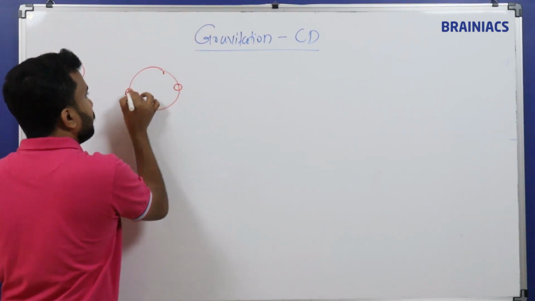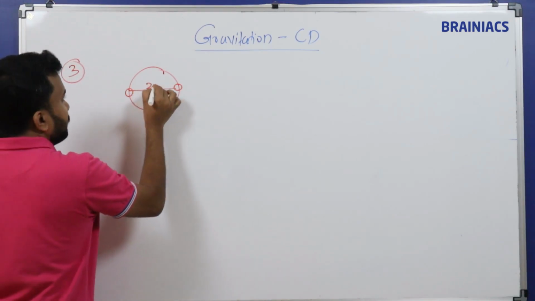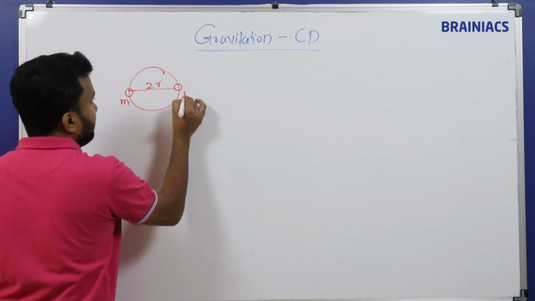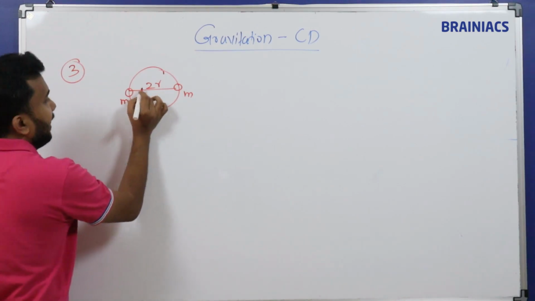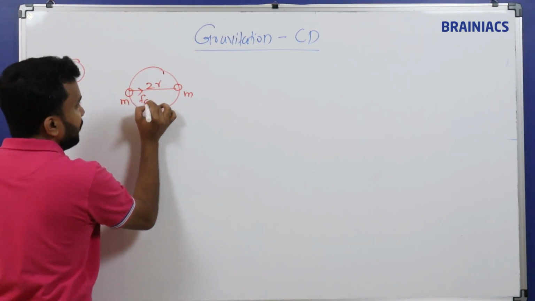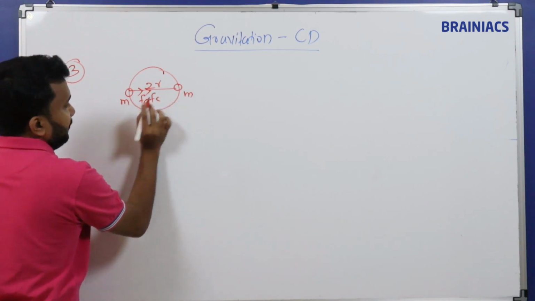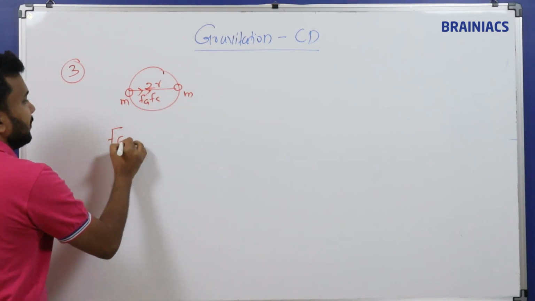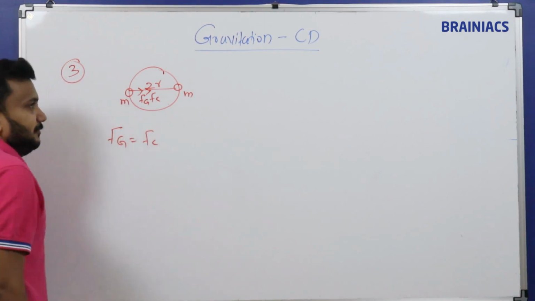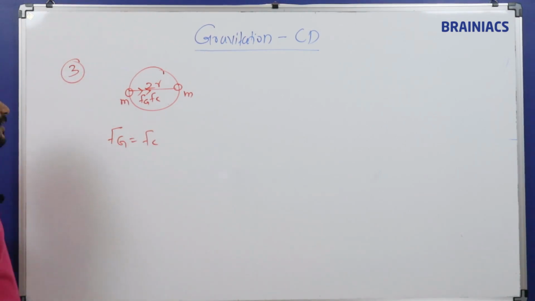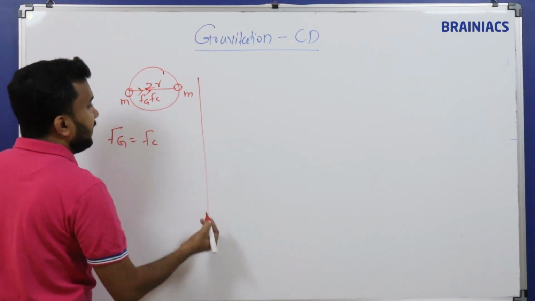This is one particle, this is one particle, and the radius is r, so the diameter is 2r, and the mass is m, and this mass is also m. So there will be a gravitational force Fg on each other, and there will also be a centripetal force. I know the gravitational force will be equal to the centripetal force. The aim here is to find the time period.